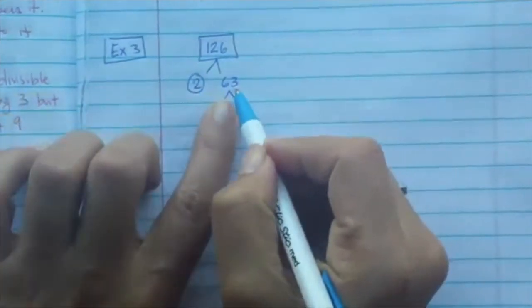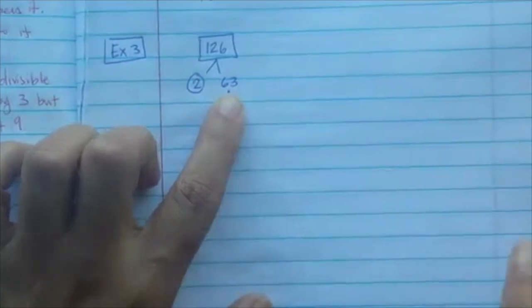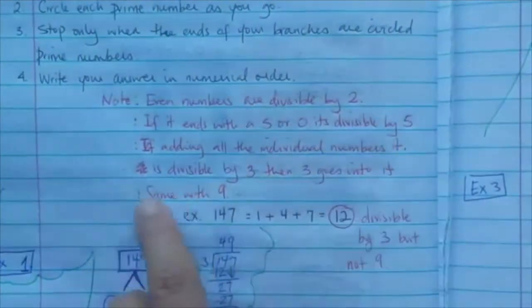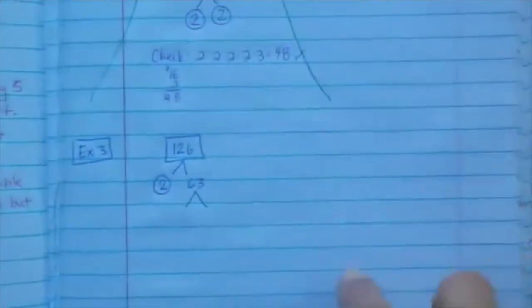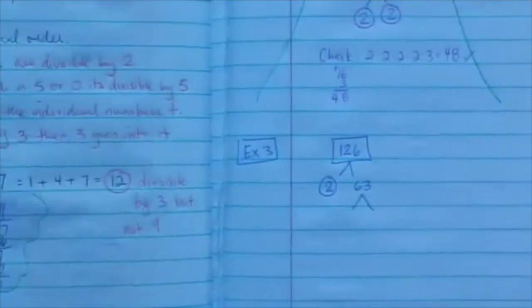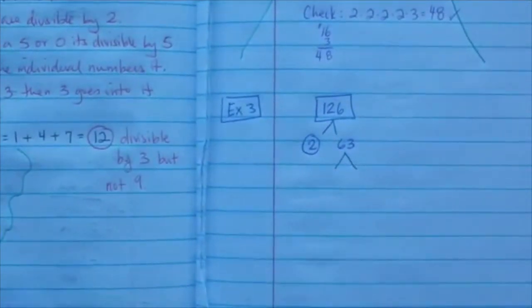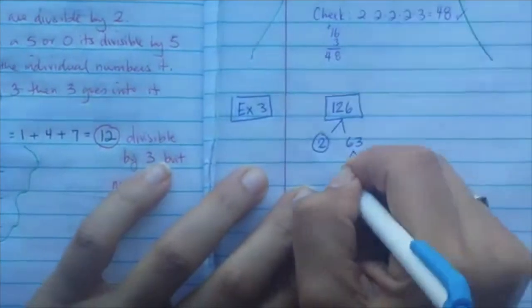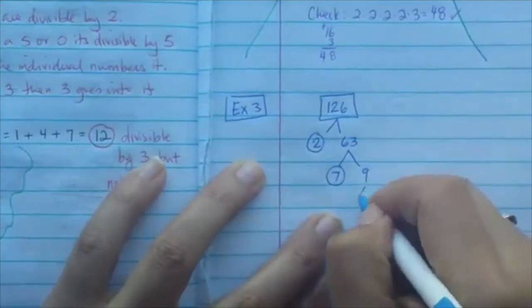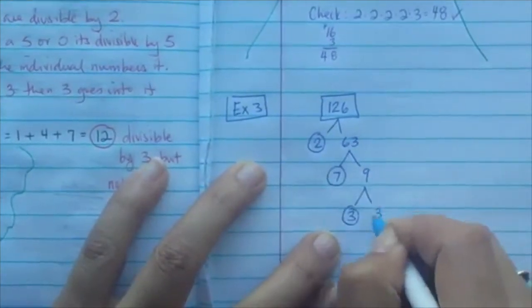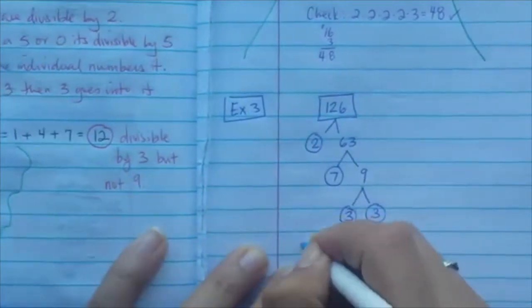Then break down 63. Again, remember, if the digits add up to something divisible by 3 or 9, then it's divisible by that. 6 plus 3 is 9, so it's divisible by 9. 9 times what is 63? 7 times 9. And 7 is a prime number. 9 breaks down to 3 times 3. And now I'm finished. I can't break those down anymore.